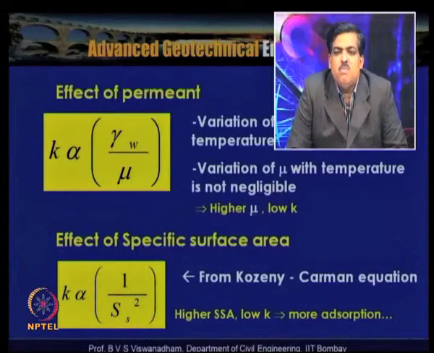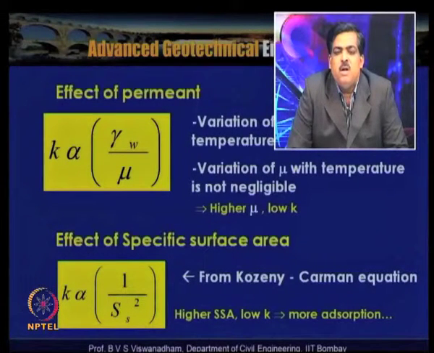So variation of mu with temperature is not negligible, but let us say the pore fluid is replaced with another pore fluid having a higher mu, then the coefficient of permeability can be brought down. And further, we also discussed, from the Kozeny-Carman equation, the effect of specific surface area. Here it indicates that the higher the specific surface area, the lower the permeability.